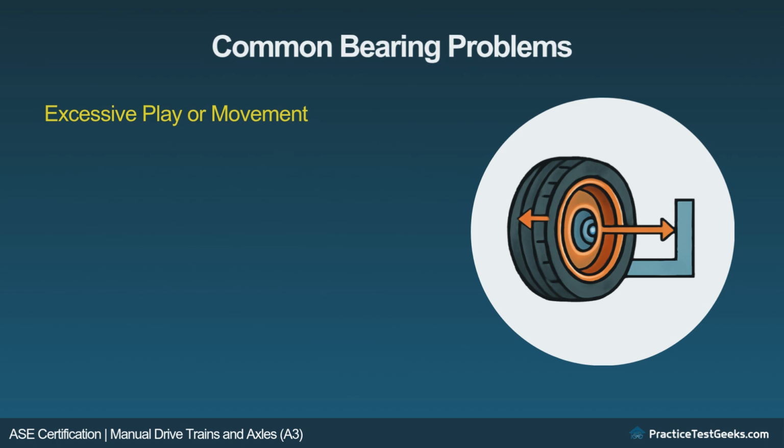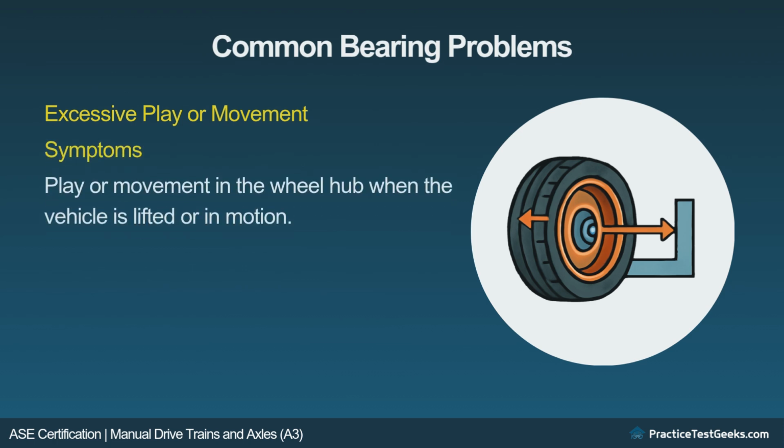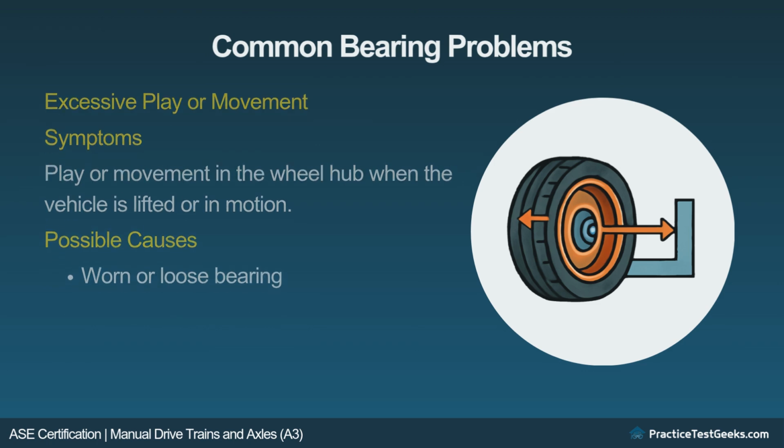Excessive play or movement. Symptoms: play or movement in the wheel hub when the vehicle is lifted or in motion. Possible causes: worn or loose bearing. A worn bearing can cause excessive play or movement in the wheel hub.